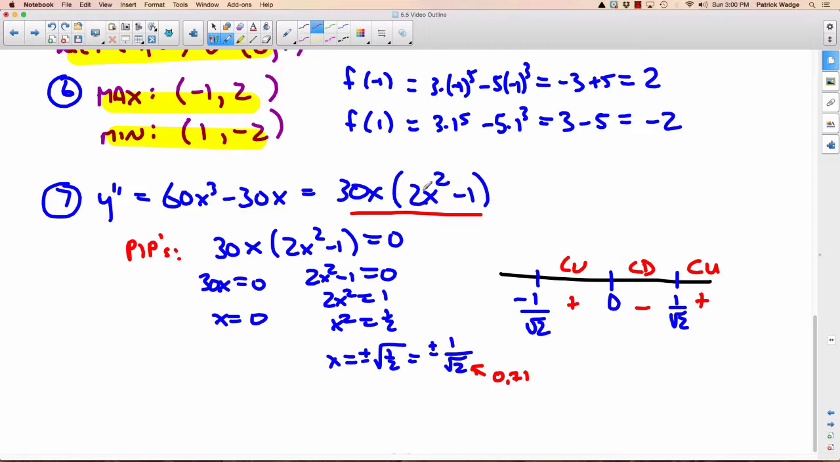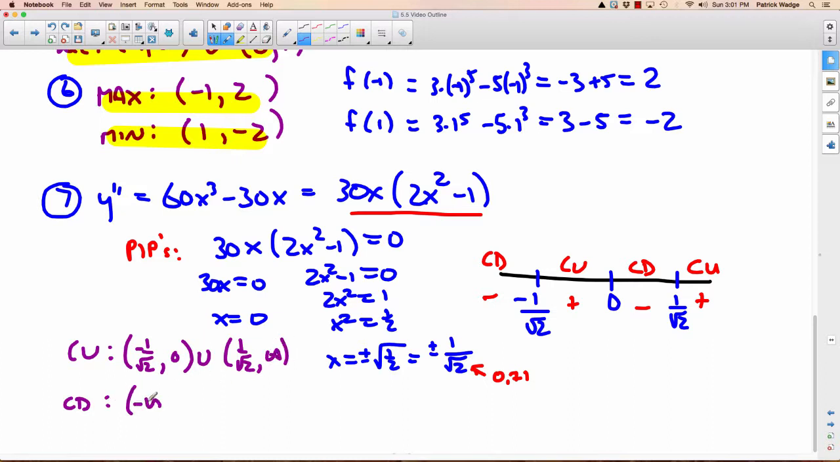Negative 10 squared is 100, times 2 is 200, and take away 1 is 199. It's definitely positive. So negative times positive is negative. This is concave down. So we can put our areas of concave up and concave down. It's concave up between negative 1 over root 2 up to 0, as well as from 1 over root 2 to infinity, and it's concave down from negative infinity up to negative 1 over root 2, as well as between 0 and 1 over root 2.